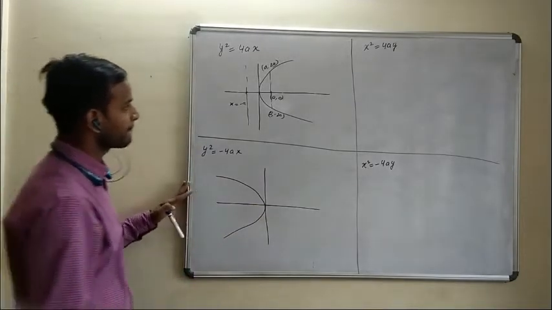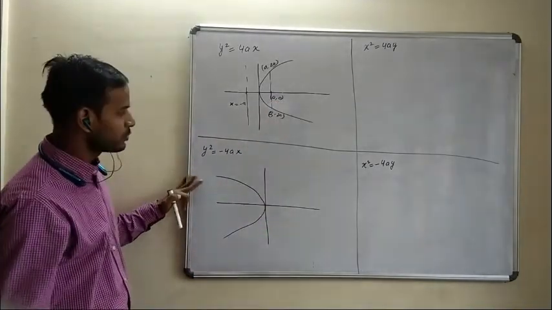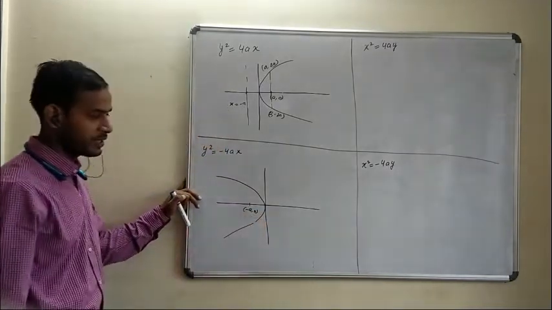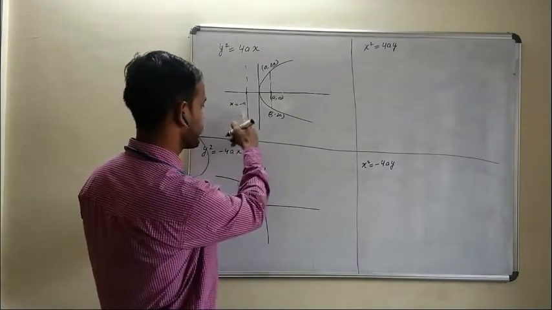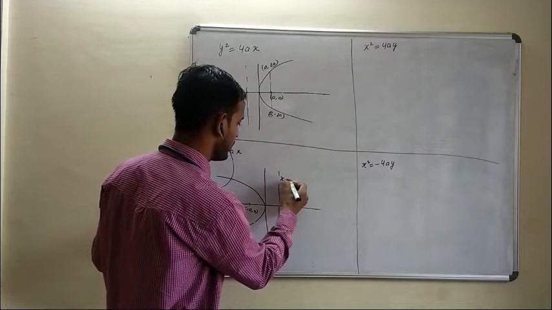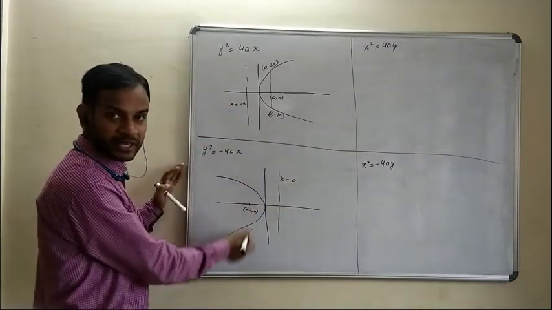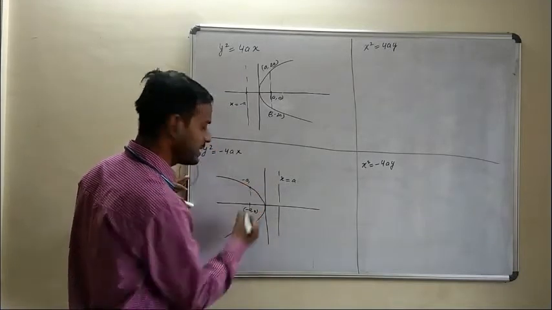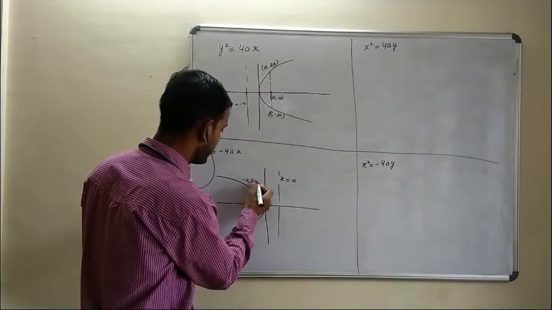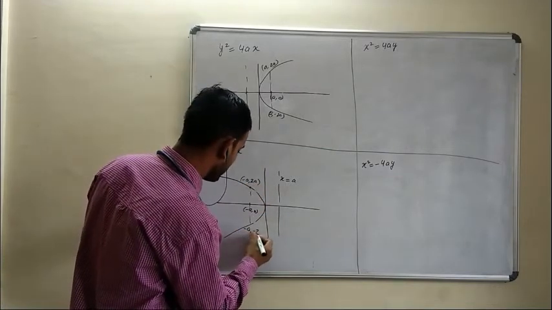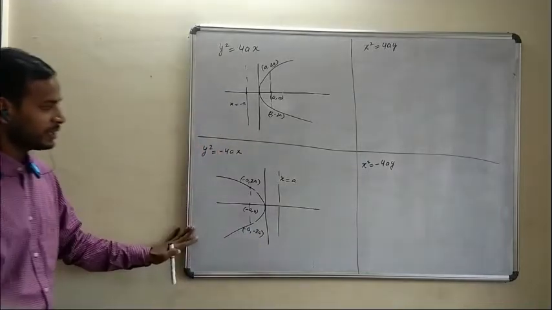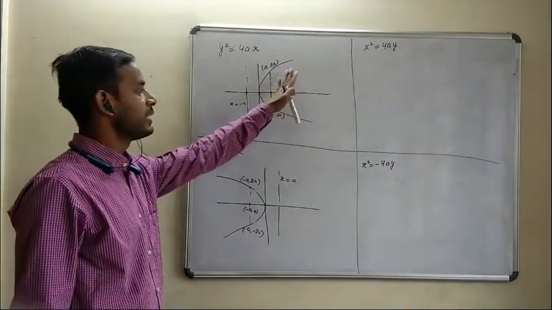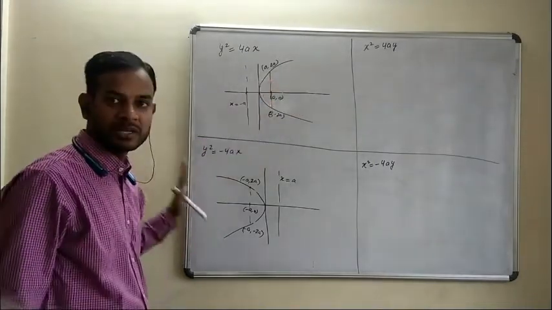Okay. Here the focus was a comma 0, so here the focus will be minus a comma 0. The directrix here was x is equal to minus a, it will become x is equal to a in this case. The extremities of latus rectum will be minus a comma 2a and minus a comma minus 2a. Okay, so if there is a minus sign, just take the image of the parabola with respect to y-axis.